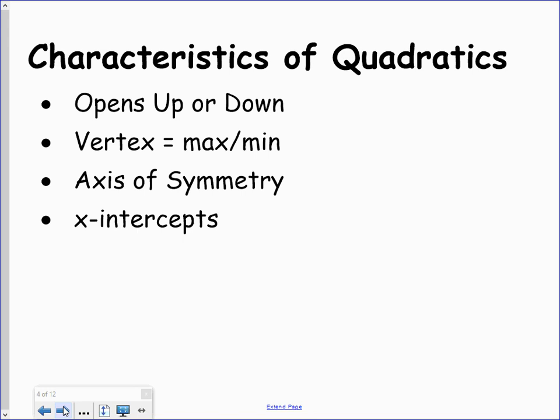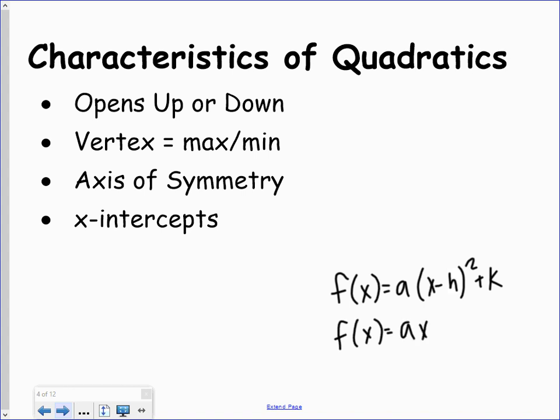So I'm going to put up an equation for a quadratic and see if this looks at all familiar to you. A times the quantity x minus h squared plus k. I should hope so. Okay. Or f of x equals ax squared plus bx plus c. Both of those are quadratics, their highest exponent would be 2.